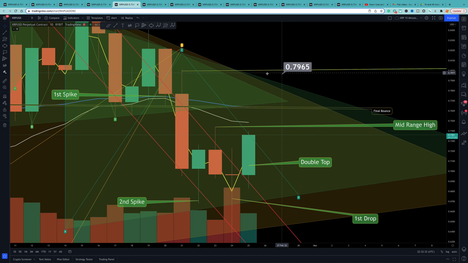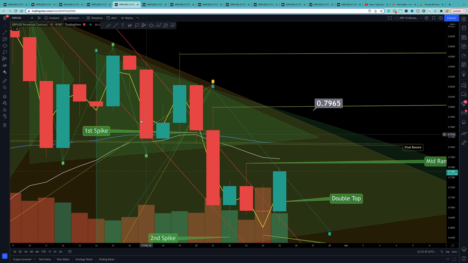Because that's a lot of times what it does. It has its spike through, gets a rejection, and then has its push through. You can see it here all the time. Spike through, rejection, and then a push through. I even tried it here.